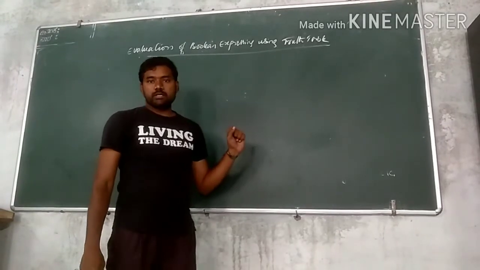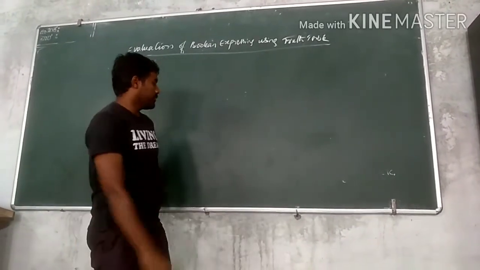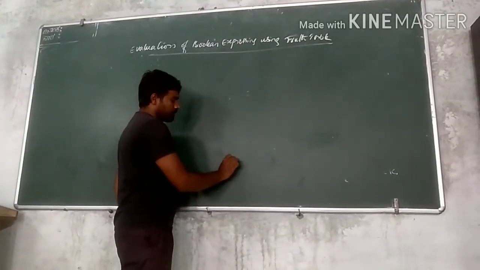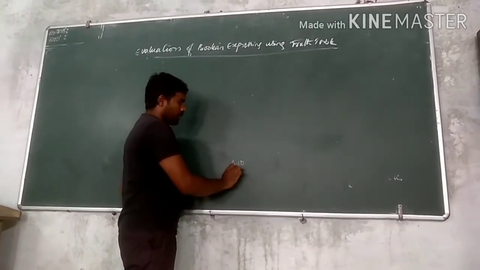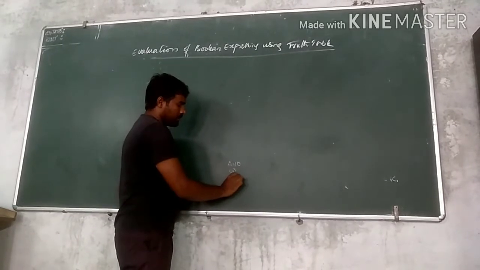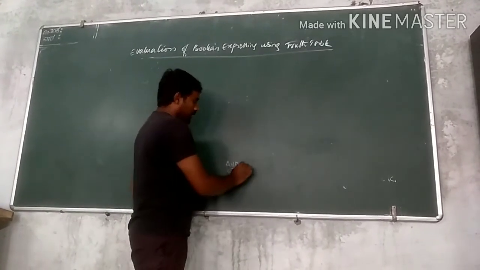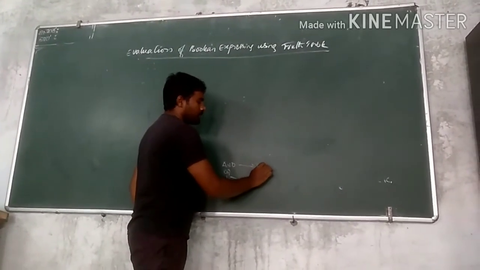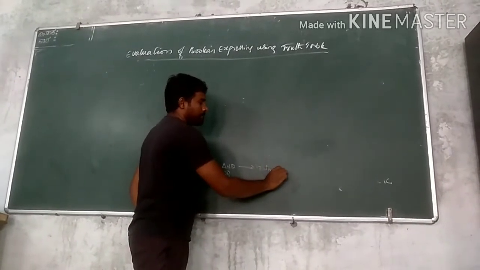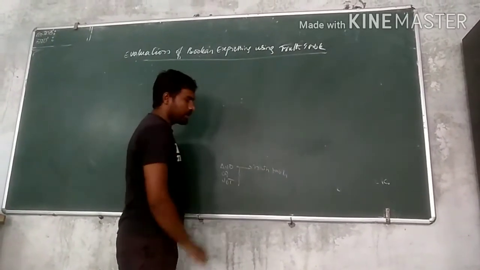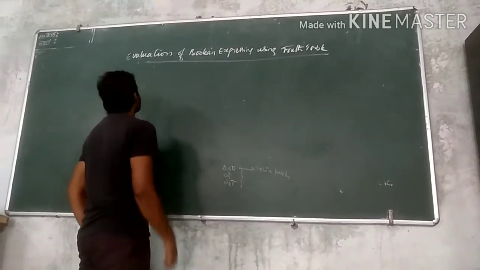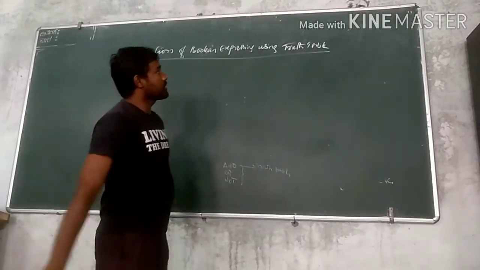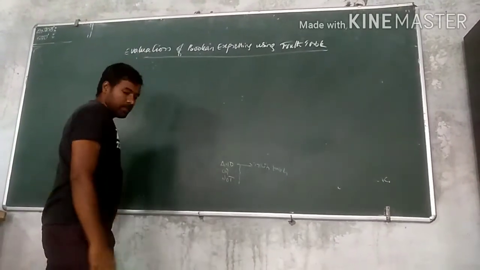Today we will go for the Boolean algebra. Already we have completed the different types of operators, that is the AND operator, the OR operator, as well as the NOT operator. And also we have seen the truth tables of AND, OR, as well as NOT. And today we will go for evaluation of Boolean expressions using truth tables.